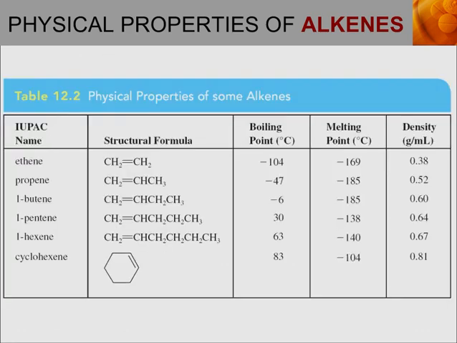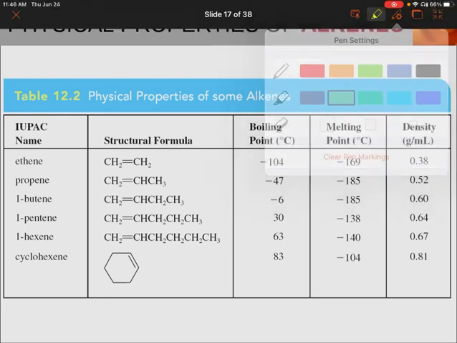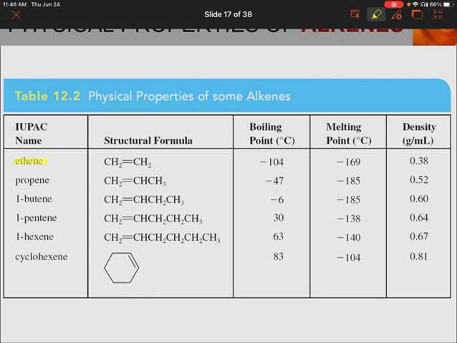Another thing to keep in mind is that similar to alkanes, if you keep adding carbons and hydrogens onto the chain of carbons, the boiling point is going to increase, and the melting point will also increase. So, for example, let's look at ethene, which is just 2 carbons, 4 hydrogens, and then we have a double bond between the 2 carbons. Notice that its boiling point is negative 104 degrees Celsius. Its melting point is negative 169 degrees Celsius.